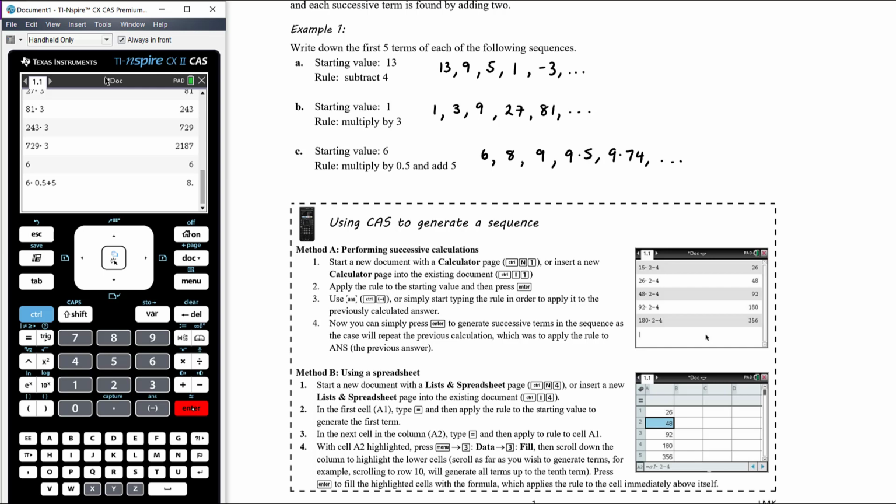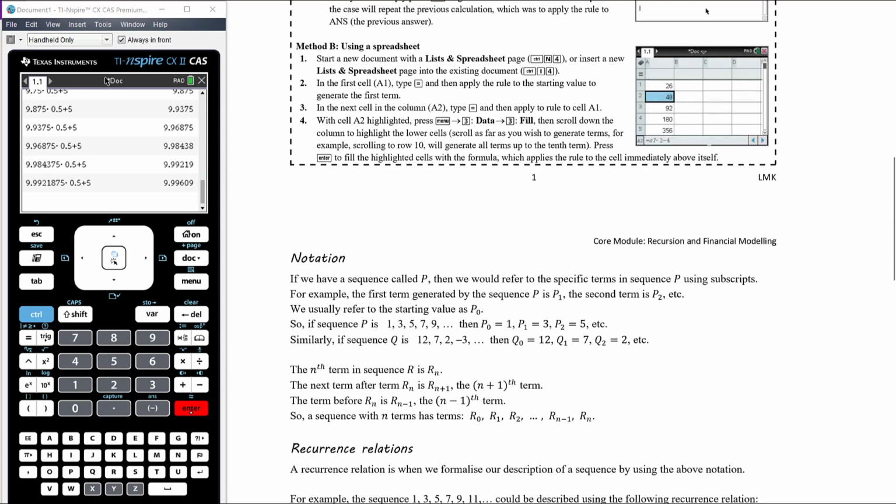And then if I press enter again, it'll again take my previous answer, multiply it by 0.5 and then add 5 to it. 9, 9.5, 9.75, etc. Oh, sorry, I wrote 9.74. I think I said 75 when I did it. And we can continue. Okay, so that's how you're going to generate your sequences with your CAS really easily.